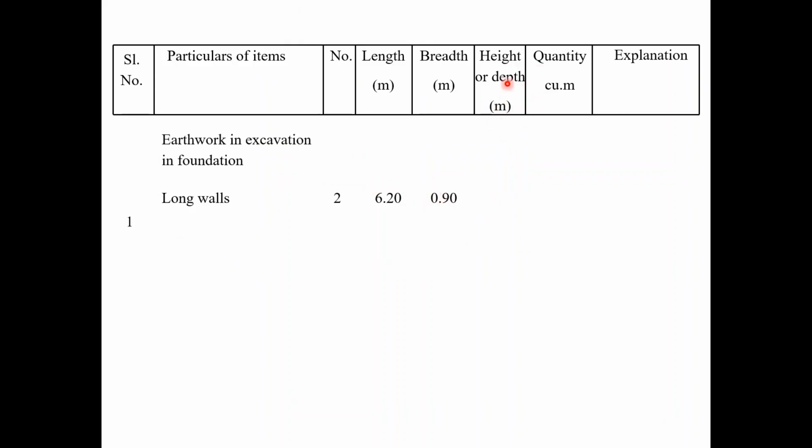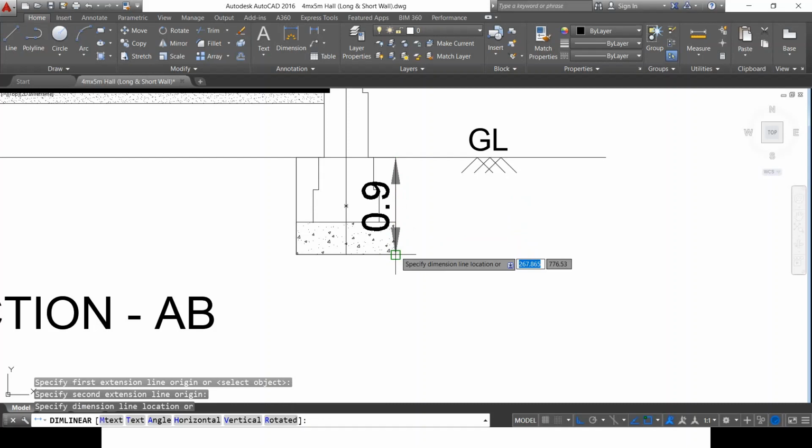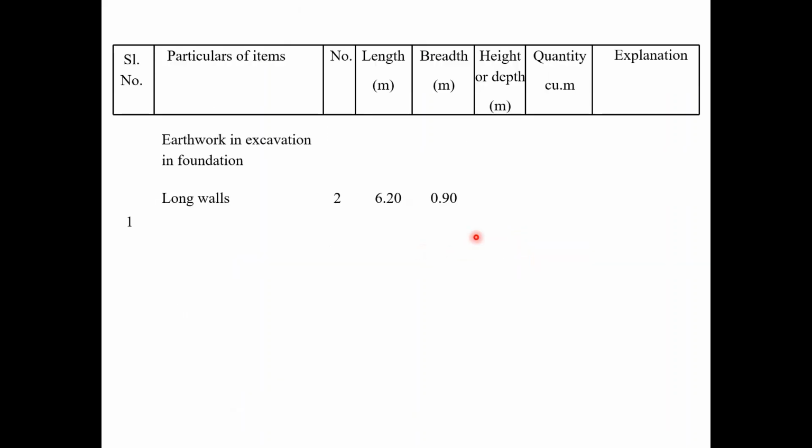Next, what is the height or depth of the excavation I'm going with? Since this is the natural ground level, from here I'm going with a depth of 0.9 meter. So I have to consider 0.9 as the depth of the excavation. The total quantity of excavation, that is the amount of soil I need to excavate from the natural ground level so that I can place the foundation: I have two walls of length 6.2 meter, width of excavation 0.9 meter, and depth of excavation 0.9 meter. The product of these things we will get as 10.04 meter cube.